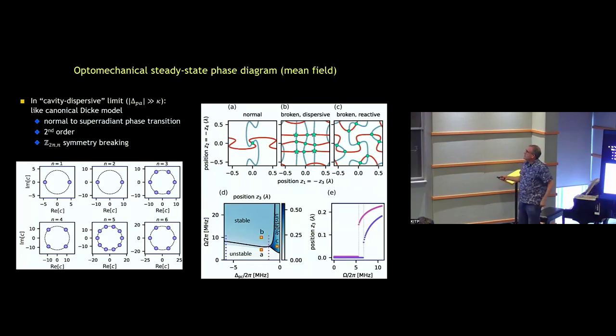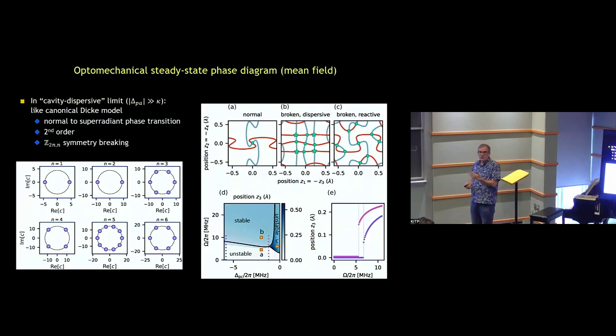And let me actually first consider a regime that's not on this phase diagram, which is the infinite dispersive limit. So where the detuning from the cavity is very, very large, and we can forget about the fact that the cavity has a finite lifetime in it. In that case, we see what you see in the canonical or the standard Dicke model.